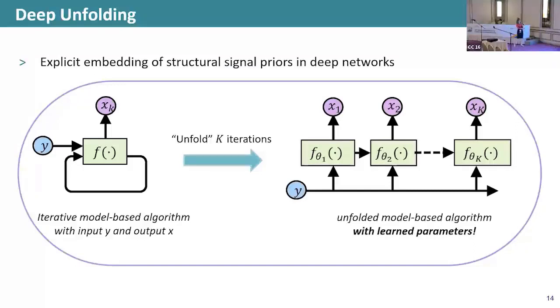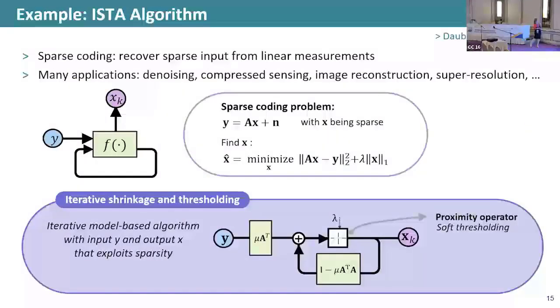But then each one of these layers, we're now going to think of as parameterized by parameters, where in a standard iterative algorithm, those are fixed, right? The same layer is applied over and over again. In unfolding, we're going to think of these as parameters, and we're actually going to learn them from data. Okay, so that's how we're going to get different layers.